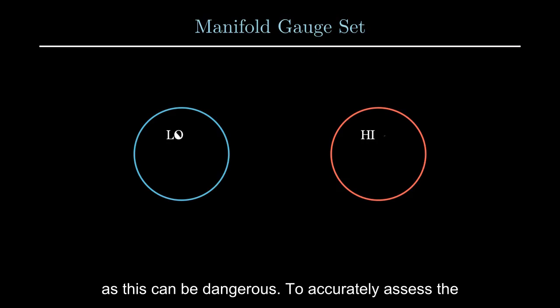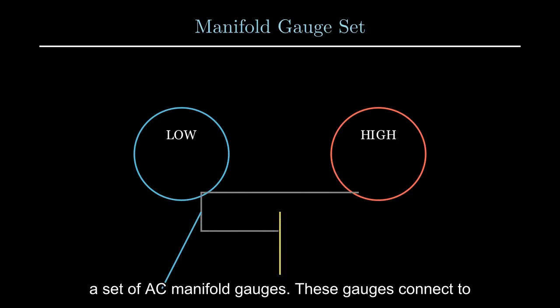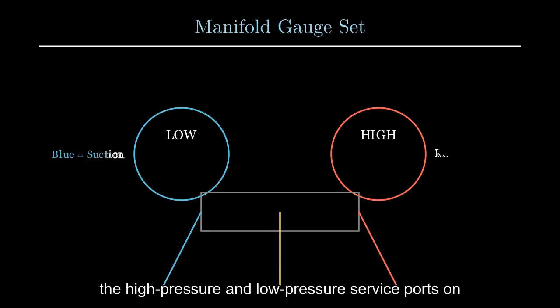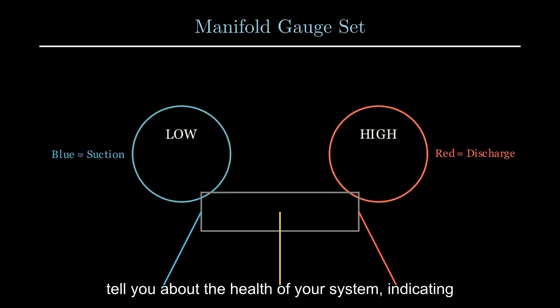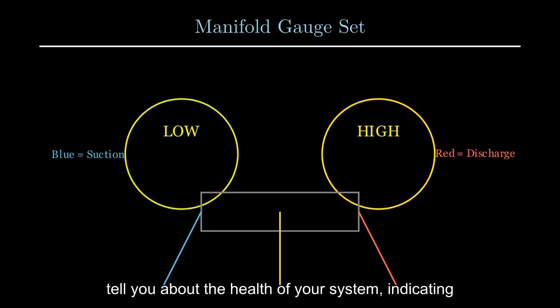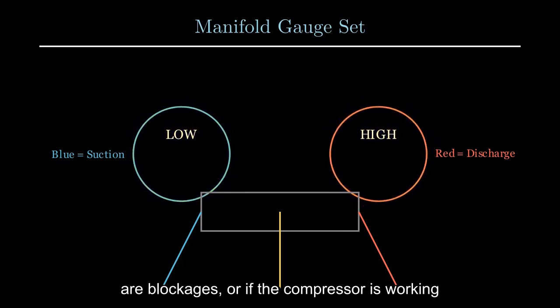To accurately assess the refrigerant levels and system pressures, you'll need a set of AC manifold gauges. These gauges connect to the high-pressure and low-pressure service ports on your AC system. They provide critical readings that tell you about the health of your system, indicating whether the refrigerant charge is correct, if there are blockages, or if the compressor is working properly.